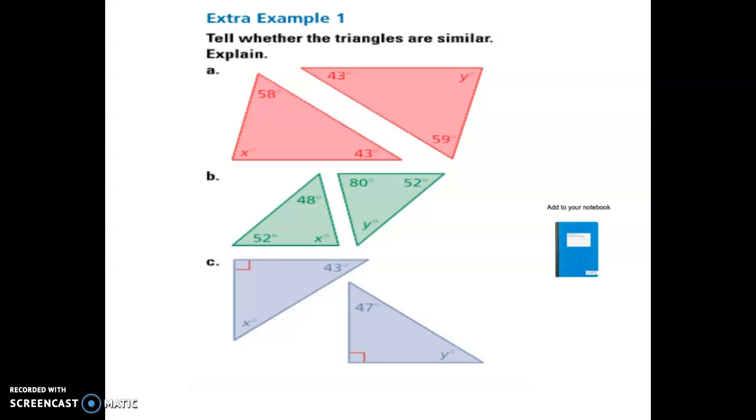All right, same thing here. I want you to go ahead and add these three to your notebook, and then I want you to go ahead and solve for them, and I will see you on the next slide with some explanations.